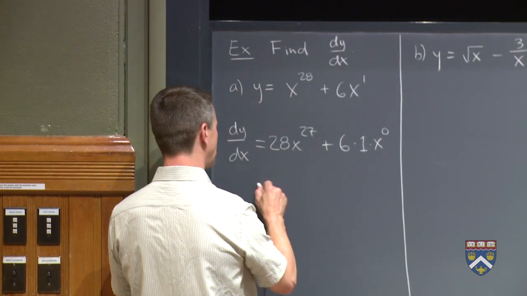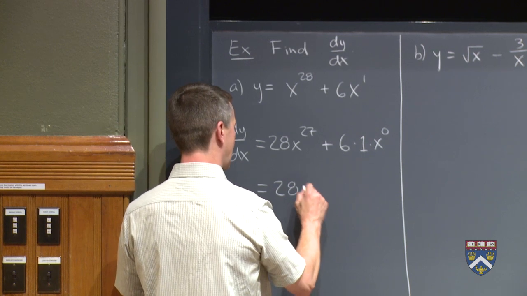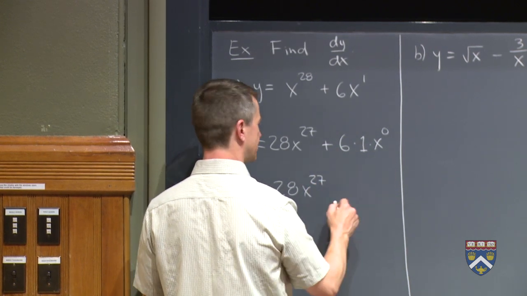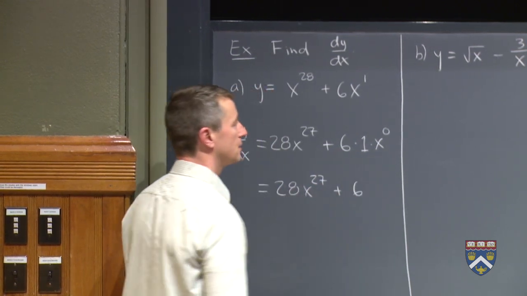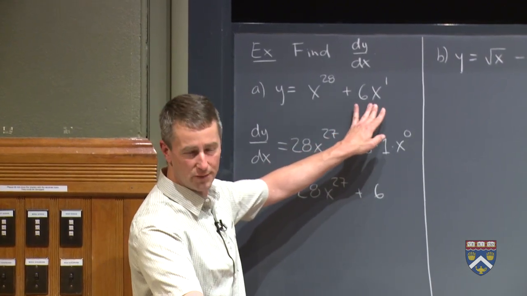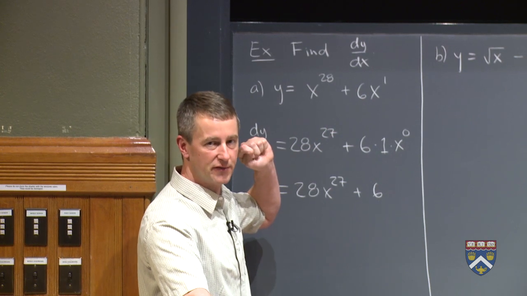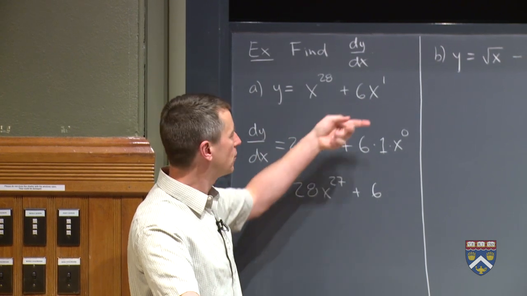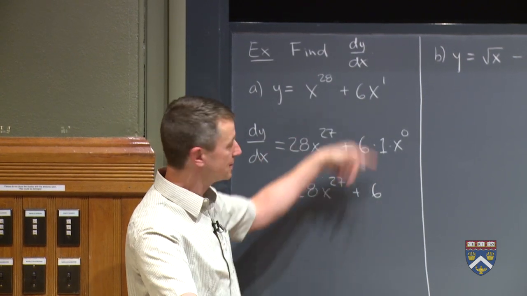And then if we want to clean this up, we can say 28 x to the 27th. And this is just 6. We shouldn't be surprised that that's just 6, because this is 6x alone. This function is a what? That's a linear function. Derivative means slope. What's the slope of the linear function 6x? It's just 6.